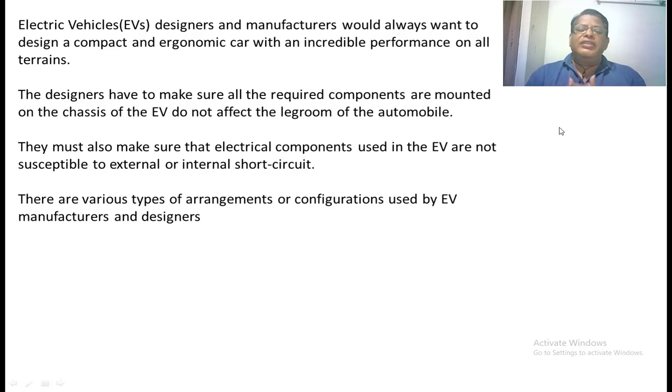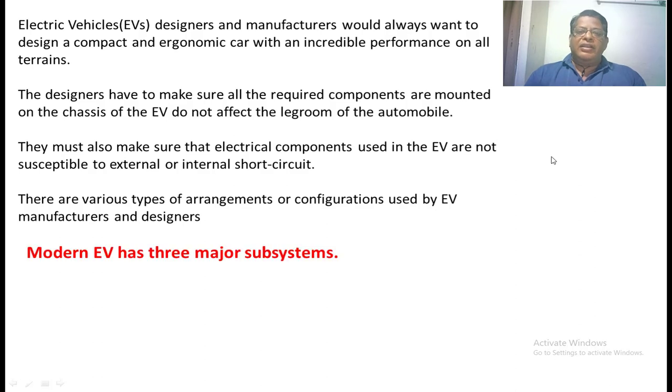So whenever you say electrical vehicle, there is a lot of electrical equipment. During the operation of the electrical vehicle, there should not be an internal short circuit as well as an external short circuit. The various types of arrangements or configurations used by EV manufacturers and designers are nothing but how we can connect the different components in an EV such that the performance of the EV is very high. The size of the EV will also be compact.